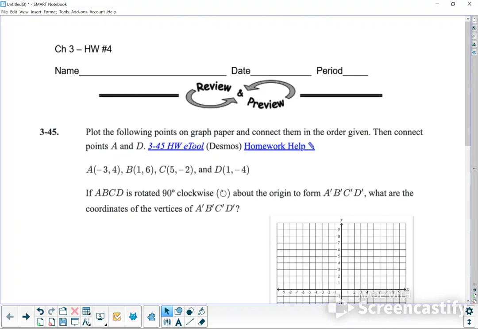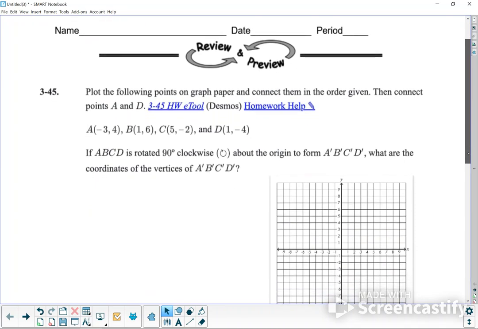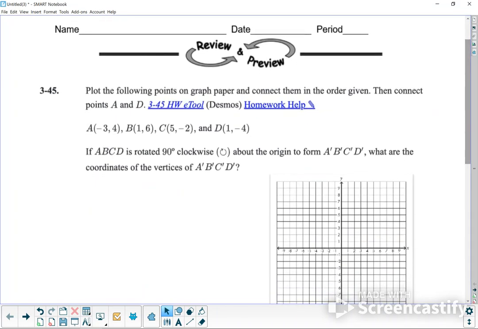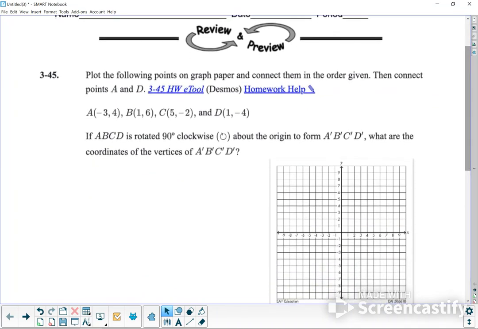Okay, let's do this. This is homework number 4 for chapter 3. Plot the following points on graph paper and connect them in the order given. Then connect the points A and D. Okay, and you can use your homework help from your ebook if you want. But let's go ahead and do this.